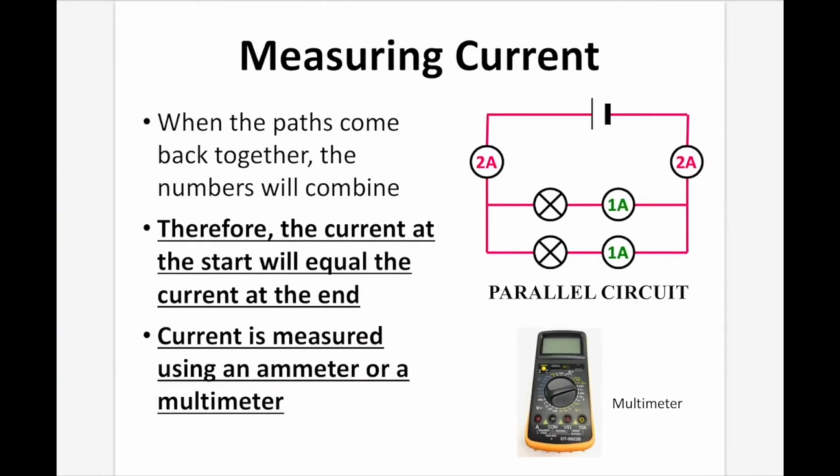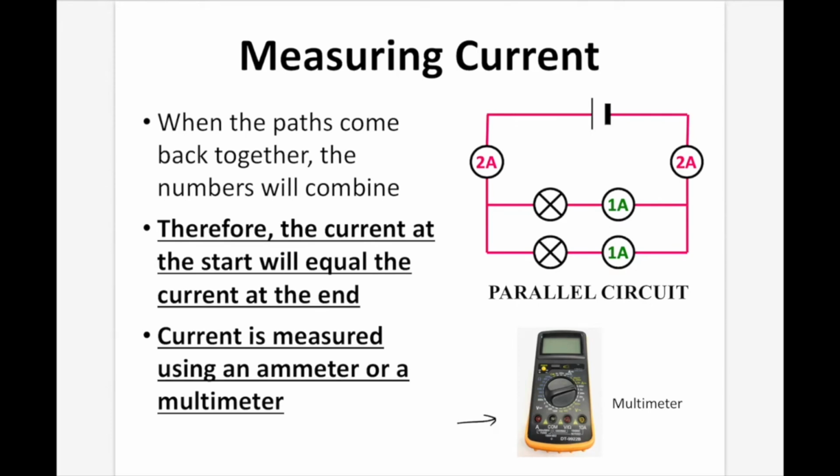Measuring current. When the paths come back together, the numbers will combine again. Therefore, the current at the start will equal the current at the end. And how do we measure current? Well, we use an ammeter or a multimeter. This is an example of a multimeter. A multimeter, as its name would imply, can measure different things. So it can measure amps, it can measure volts.